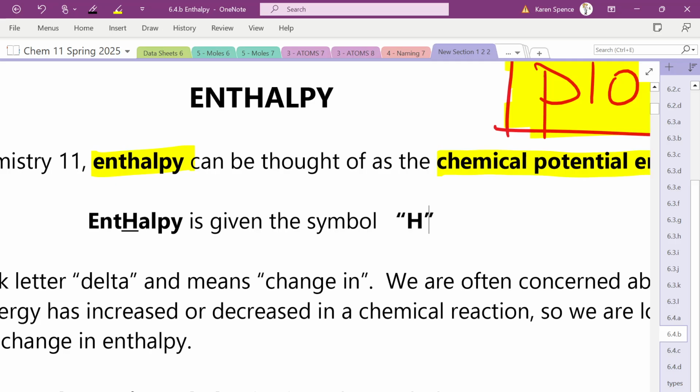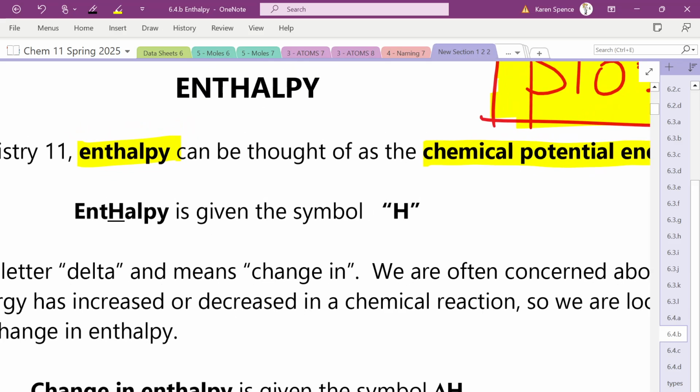So we run out of the symbol E stands for energy, so we cannot use an E for enthalpy. So we just end up grabbing a letter from the middle of the word, that H there. That H is going to stand for enthalpy. Enthalpy is represented by the letter H, and H is essentially the chemical potential energy, okay?